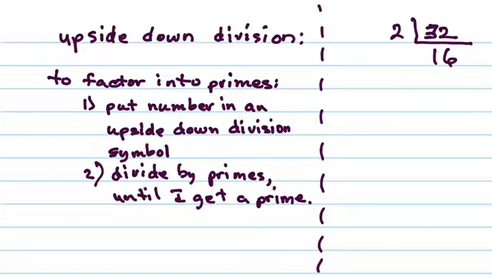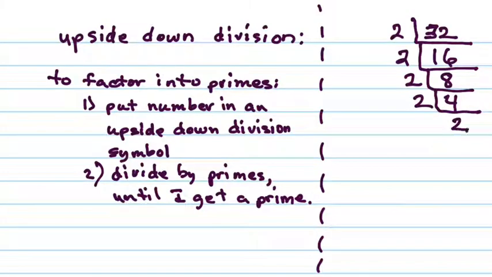Is 16 prime? No, that means I can divide again. And 16 will divide by 2. 2 goes into it 8 times. Is 8 prime? Nope. So that means I can divide again, and it'll divide by 2, which gives me 4. 4 is not prime, so it'll divide again by 2, which gives me 2. Is 2 prime? Yes. So do you see that I just continued to divide until the number that I got here on the bottom was a prime number.